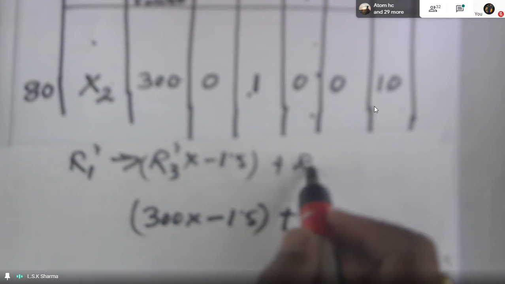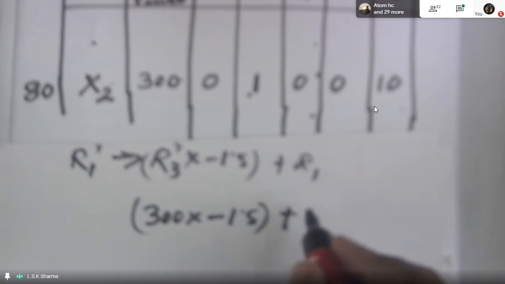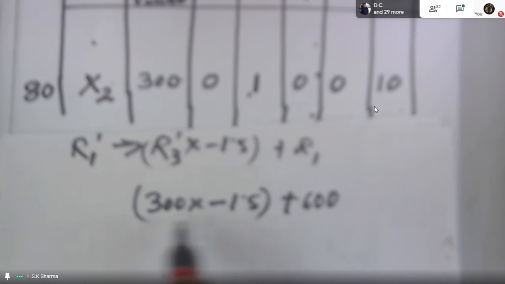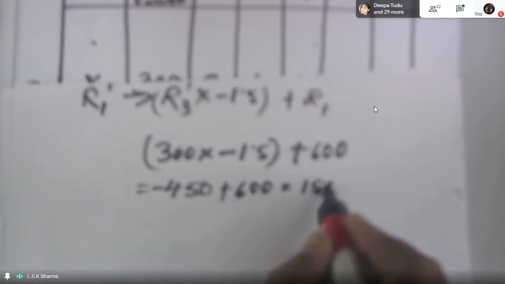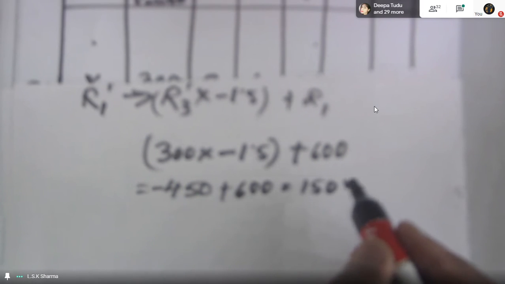plus, what is the value of R1 out here? It is 600. Okay, why I'm using minus out here is that if I use a plus, you'll get a minus sign. It cannot be a negative. So you always use a minus sign here, okay? So 1.5 into 300, it becomes 450, minus 450 plus 600. So how much I get? 150. Okay, so I put the value of 150 out here.